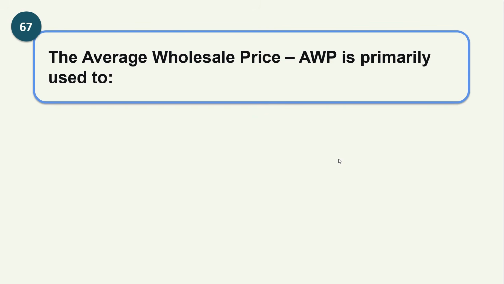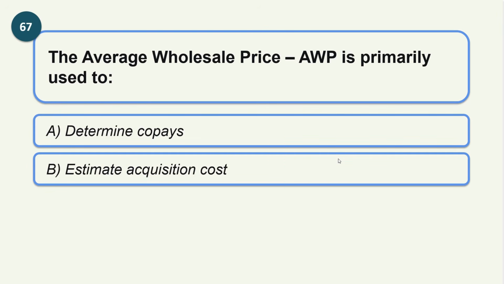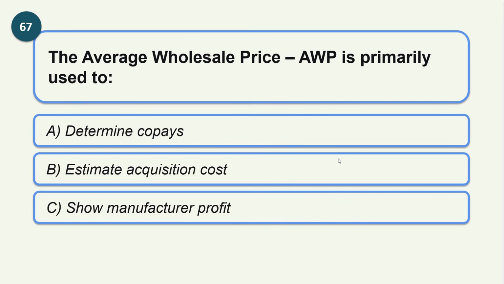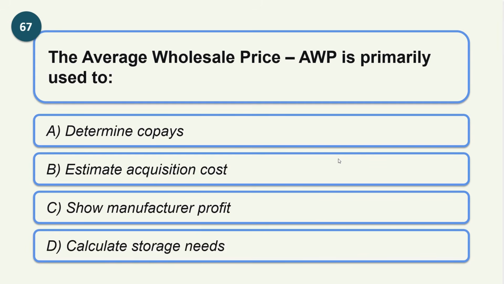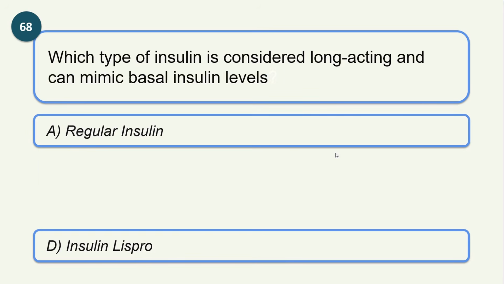Average wholesale price, AWP, is primarily used for determining the copays, estimating acquisition cost, showing manufacturer profit, or calculating storage needs. Correct answer is estimating acquisition cost. Average wholesale price estimates pharmacy medication cost.